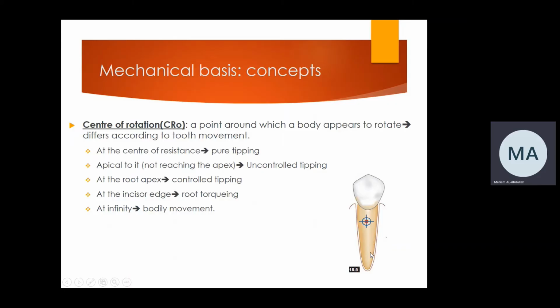Uncontrolled tipping where the root can actually move and cause some problems. Now, if the center of rotation is exactly at the apex, then we will have controlled tipping of the crown. If the center of rotation is at the incisal edge, exactly the opposite, what happens is that we will have rotation of the root.